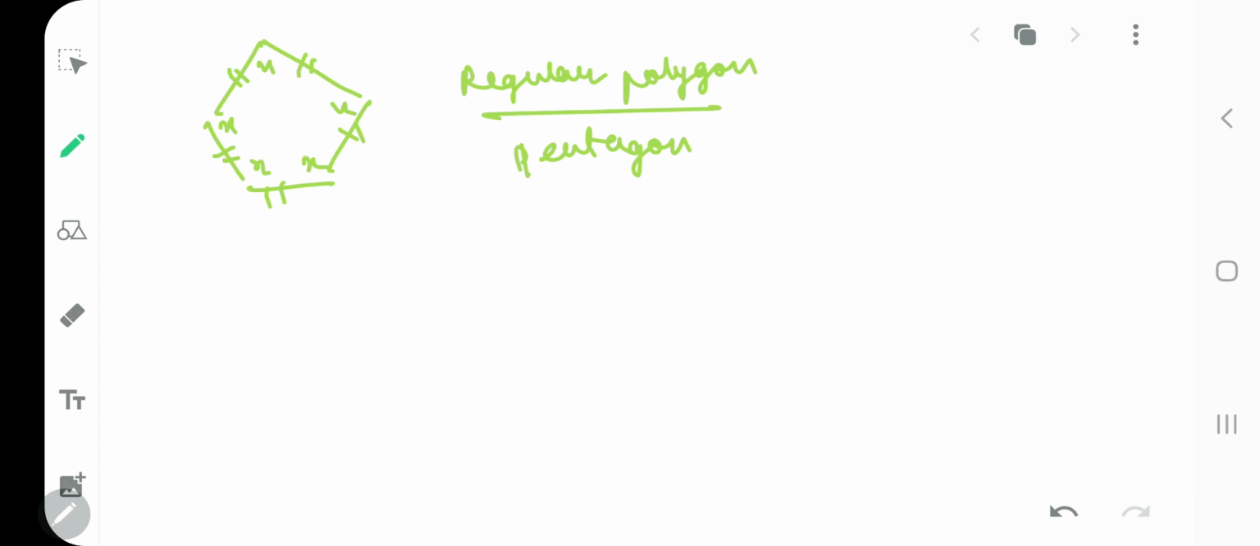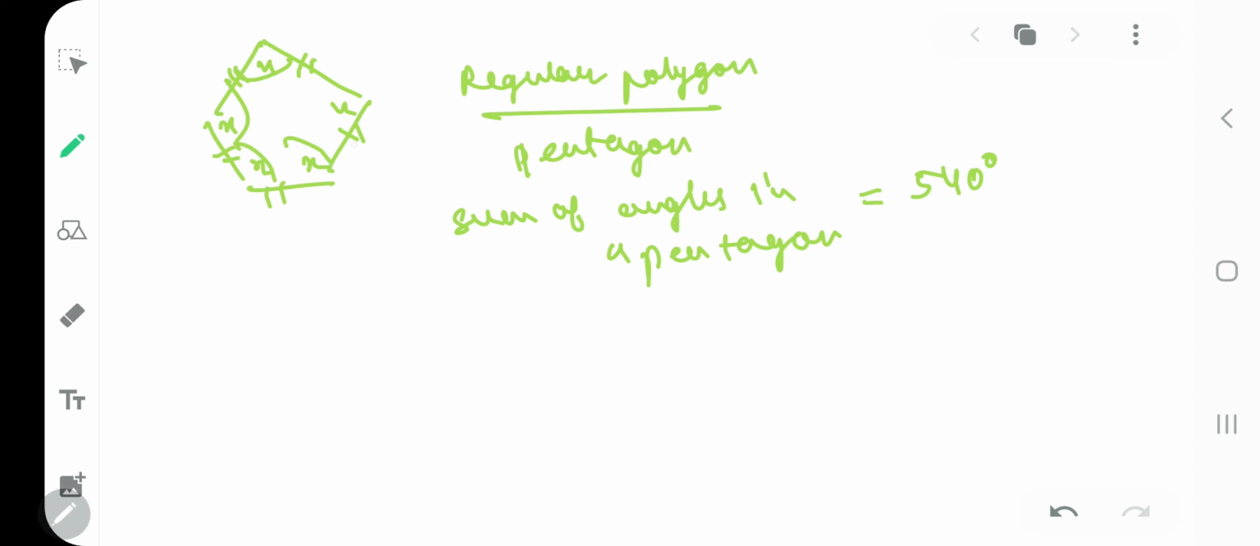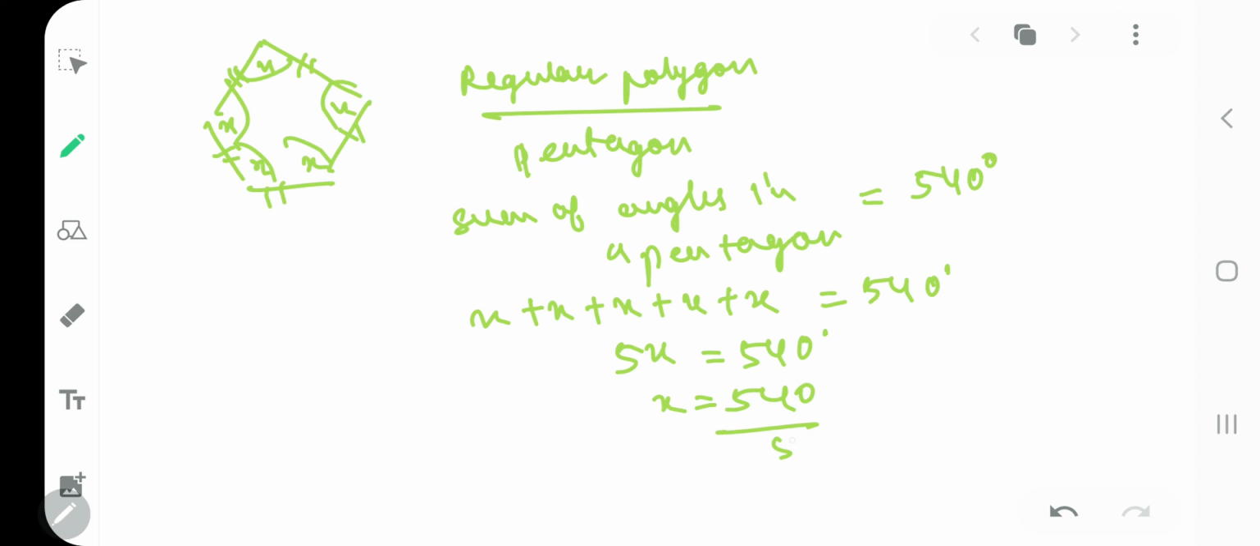Now, just now in my previous problem, we have got the sum of angles in a pentagon. How much was that? It was 540 degree. Now, my dear kids, there are 5 angles. So add them. x plus x plus x plus x plus x is equal to 540. That will come 5x is equal to 540. From there you will get the value of x. Isn't it easy? Yes.